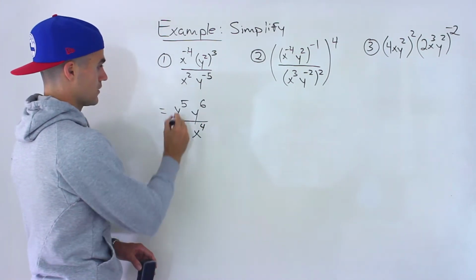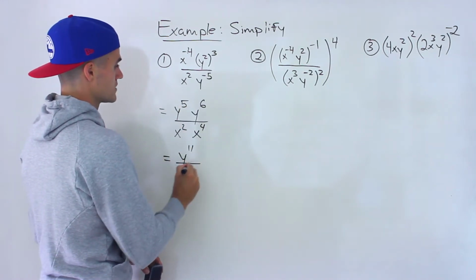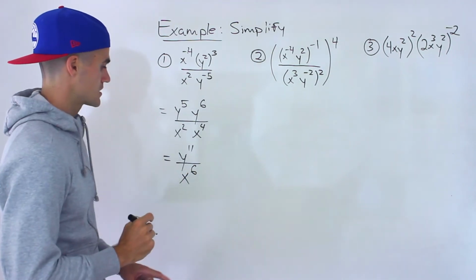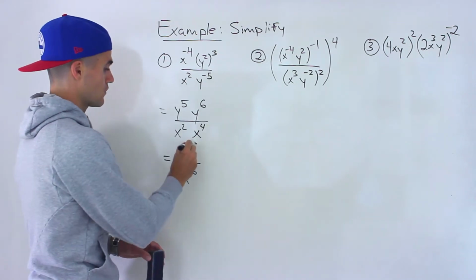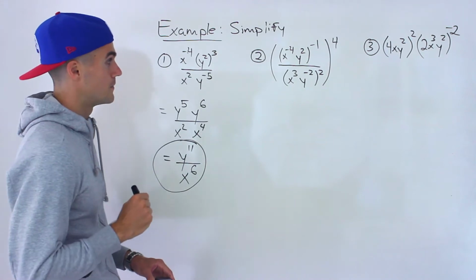Then from here, notice these two have the same base, so we could add the exponents since they're multiplying. Y to the 11, we could do the same thing here. We end up with x to the 6, and then notice that these are different bases here, so we can't simplify that any further. So that actually ends up being the answer to number 1.